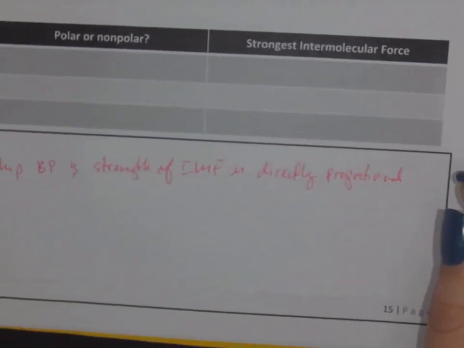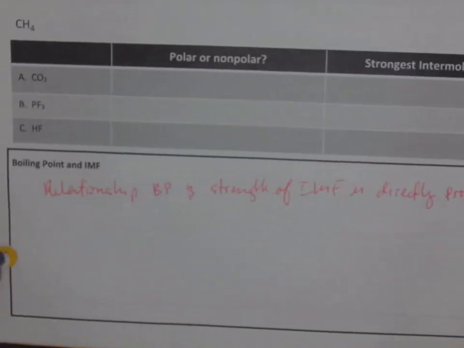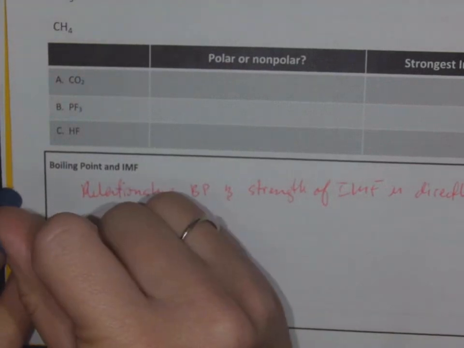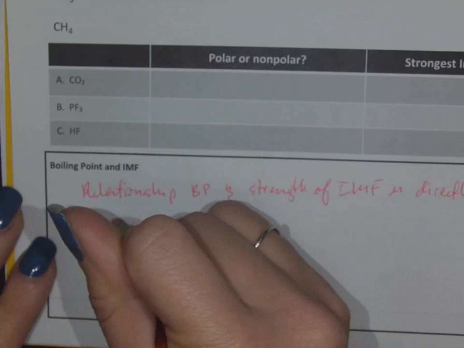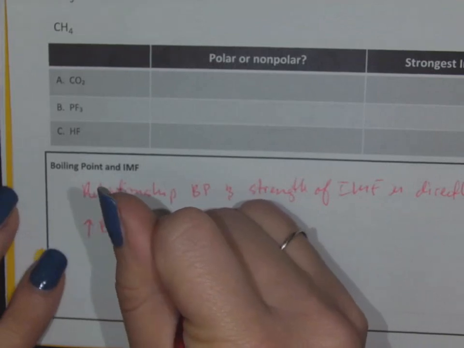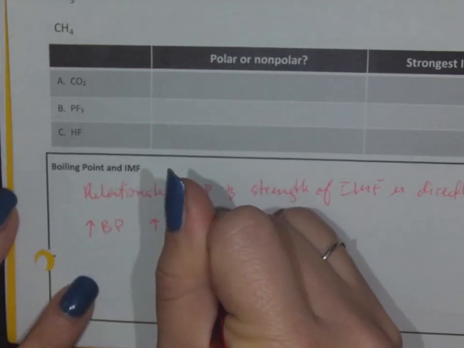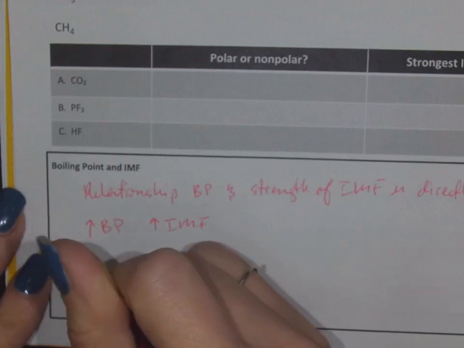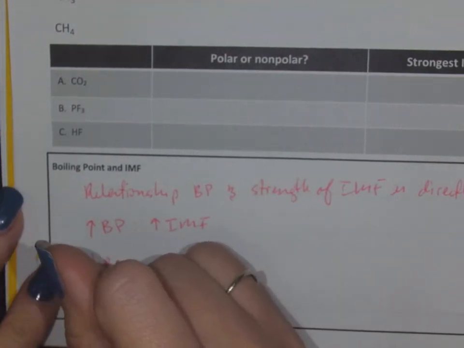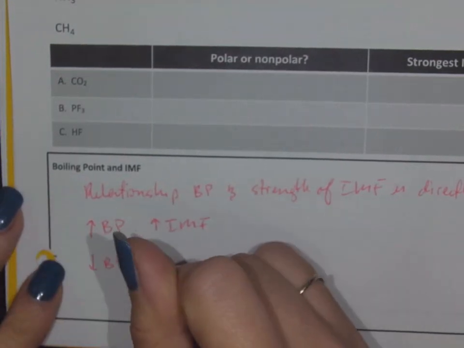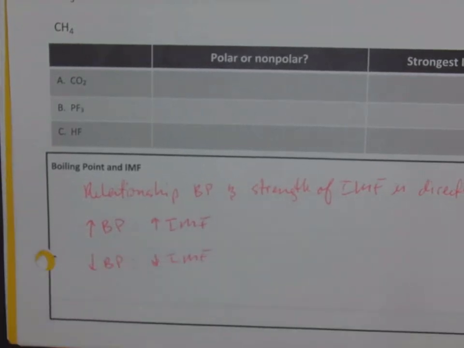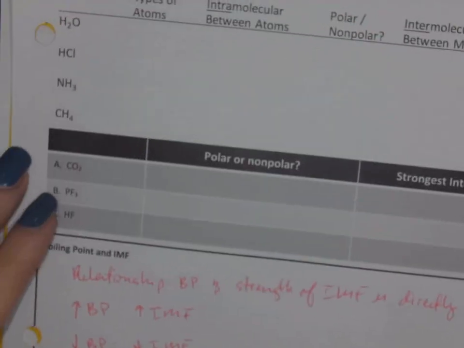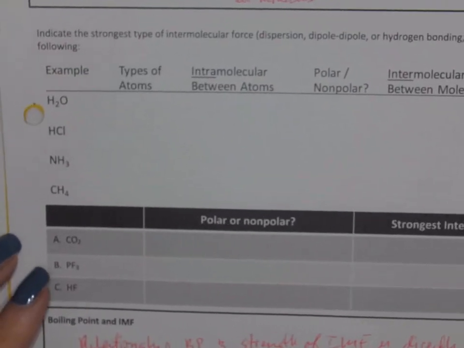Okay, directly proportional. So what this means is when the boiling point is high, then the IMF was also high, or big or strong. Or if the boiling point is low, that would mean that the IMF was small or weak. Okay? All right, so little reminder here.